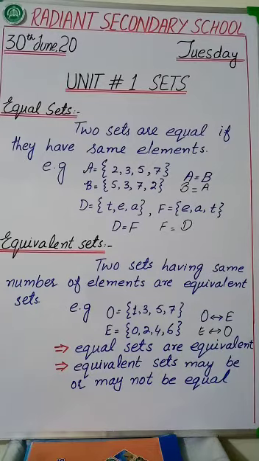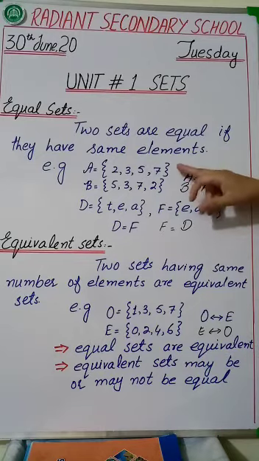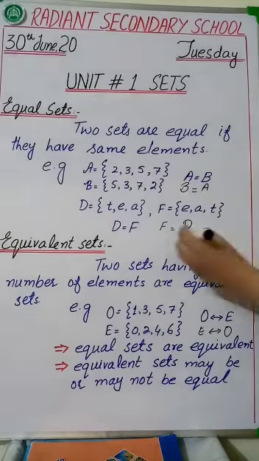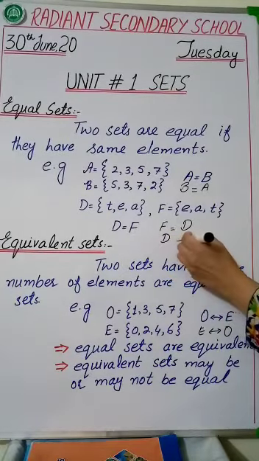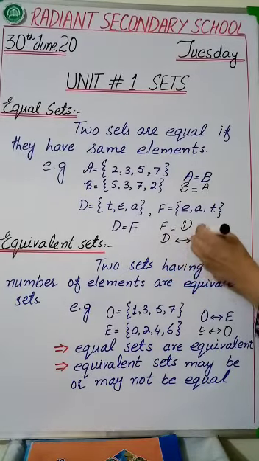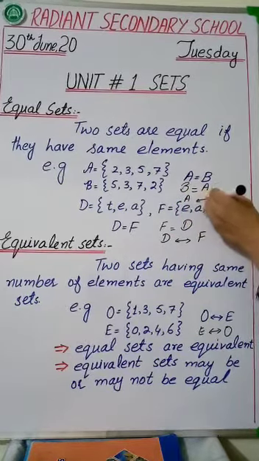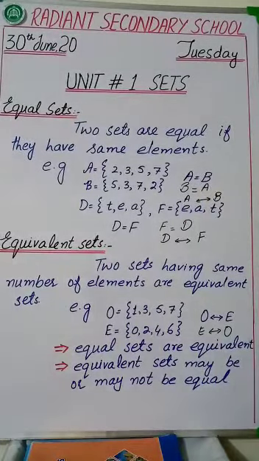So what is the conclusion at the end? That equal sets are also equivalent. As you can easily see that elements are the same. Secondly, the number of elements is also the same. Here again, elements are the same. Secondly, the number of elements is also the same. So that's why sets D and F are also equivalent. And here set A and set B are also equivalent.